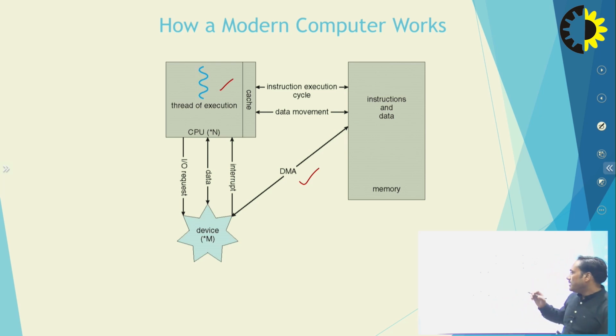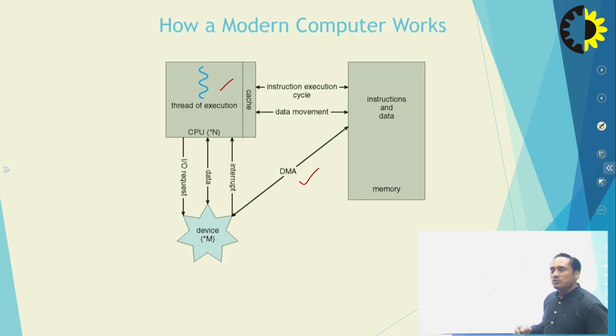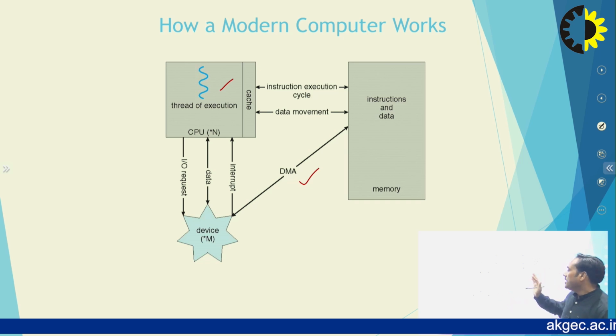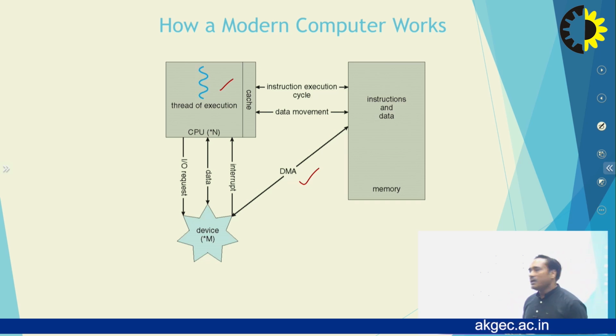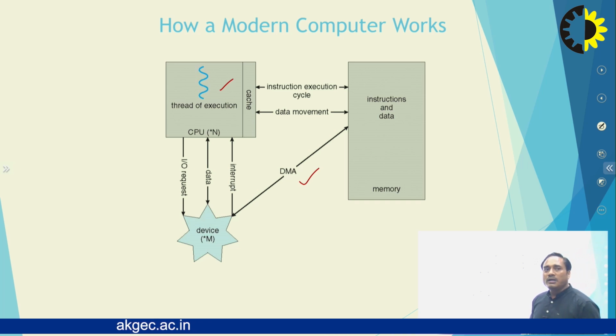So DMA directly puts the data from the storage in the form of blocks, and it sends it to the main memory. So this is the main memory, with data coming directly from the device to the main memory. And if you discuss the CPU and memory, the instruction execution cycle runs between the CPU and the main memory. Similarly, data movement is also running at the same time between the CPU and the memory.